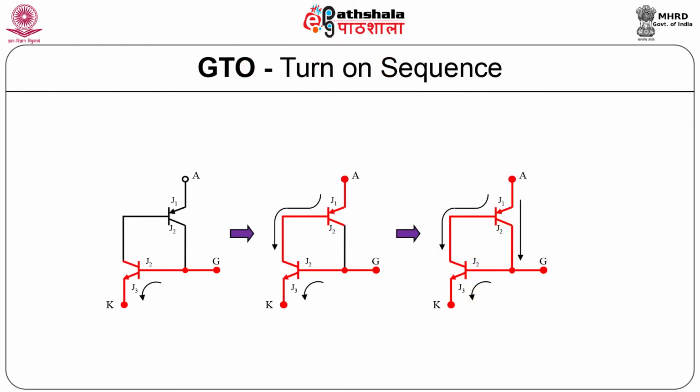Turn on of the GTO can be viewed as shown in the figure. There are two transistors Q1 and Q2. Q1 is an NPN transistor, Q2 is a PNP transistor. When we apply forward gate current to Q1, Q1 will turn on first, then it will drive Q2, that is the PNP transistor, and the thyristor will turn on. So, this is the turn on mechanism.